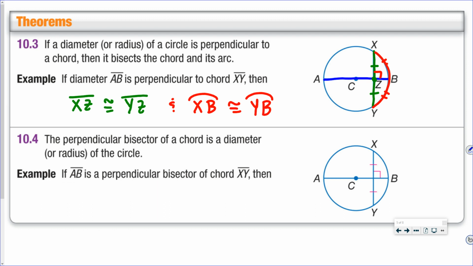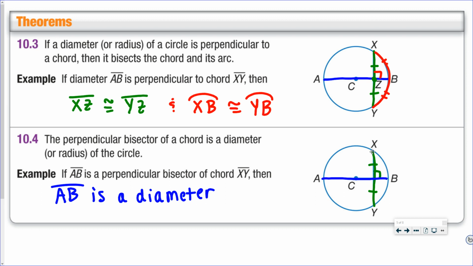This one is kind of like the converse. If you know the chord is a perpendicular bisector, so the chord is being bisected and it's perpendicular to this other segment, then that other segment has to be a diameter or radius. If we go back to that visual, there's no way we could take a chord and draw its perpendicular bisector and it wouldn't pass through the center. That's basically what it's saying. Okay?